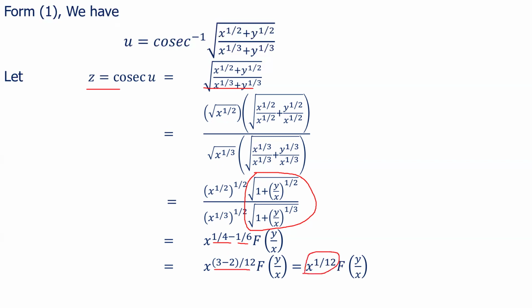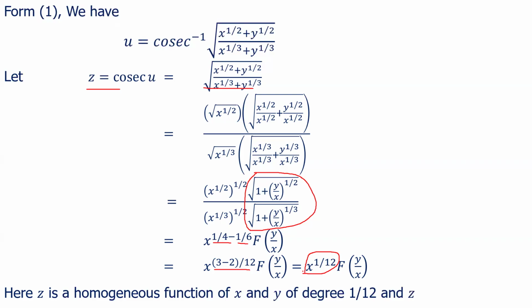So z is a homogeneous function of x and y of degree 1 upon 12, and z is equal to f of u, which is equal to cosec of u. So we have f of u, which is cosec of u, and the degree of the given homogeneous function is 1 upon 12, meaning n equal to 1 upon 12.